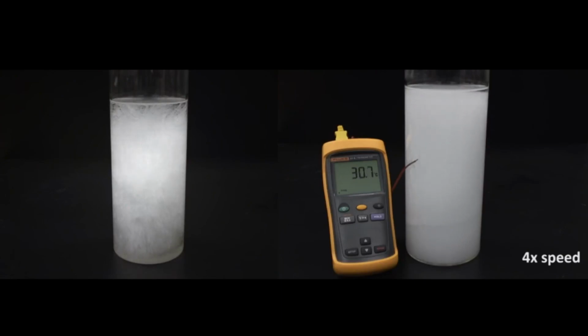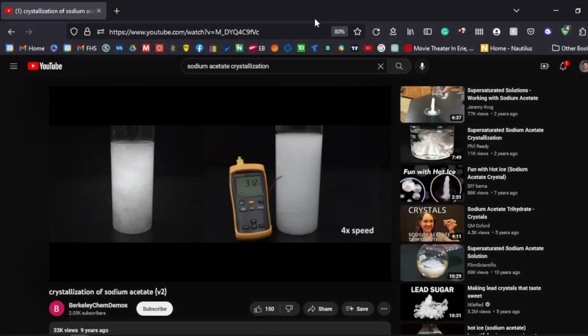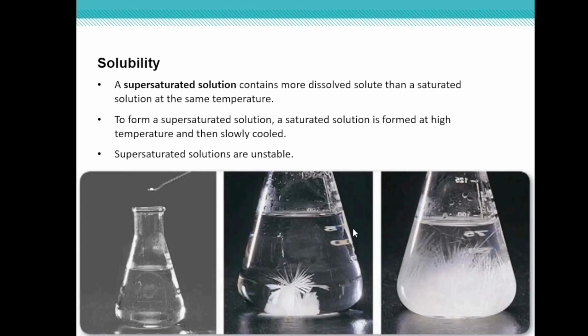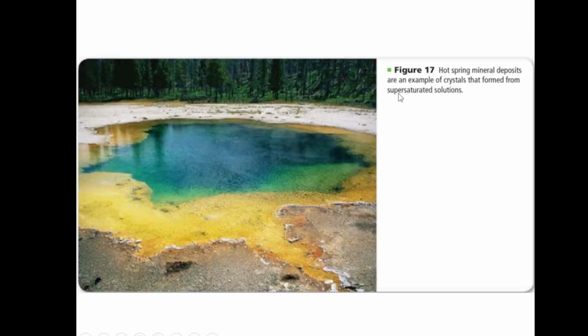The solution has more sodium acetate in it than ought to be in it based on the solubility of that salt. So we can exceed the natural solubility at a certain temperature by using the method that I previously described. Here is an example of supersaturated solutions.